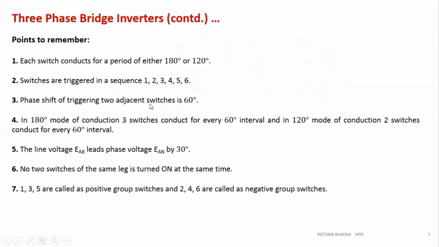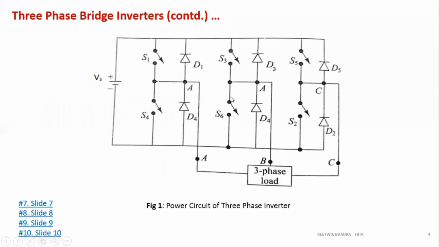Phase shift of triggering two adjacent switches is 60-degree. Okay. Can anybody tell me any reason? You have done this in first year only. I'm giving a hint. Why is the phase shift of triggering two switches 60-degree? S1 to S2. Why the phase shift? Anybody can tell me? This will be B phase. Okay, B phase.